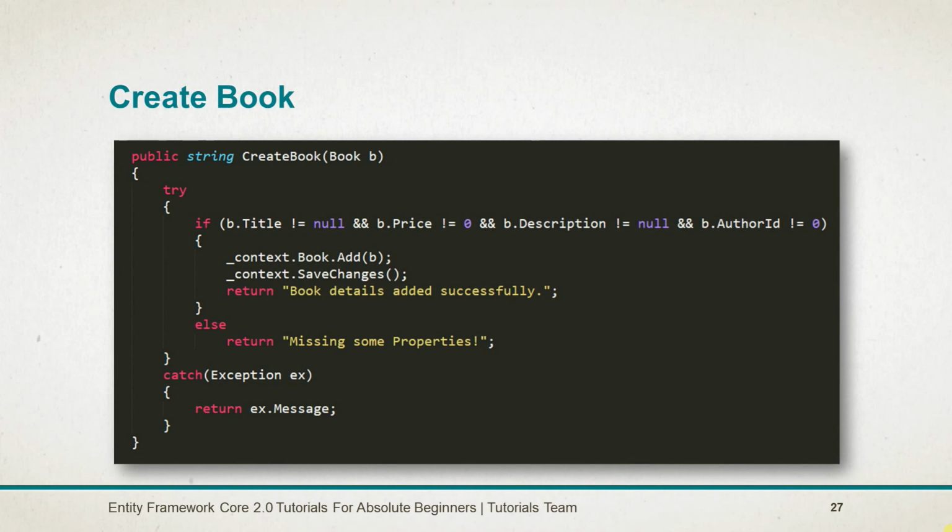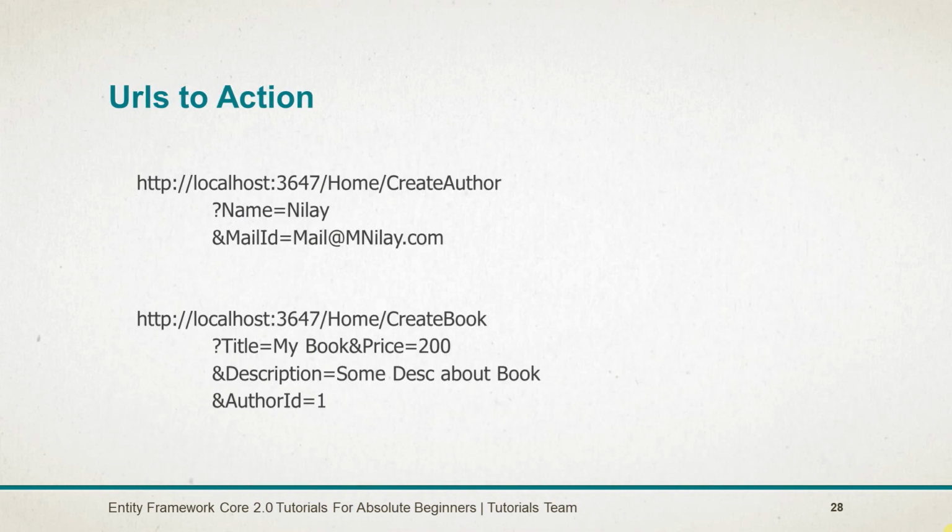Then we created the CreateBook action, which will take the Book b as a parameter, and we added this book into the DbSet instead of the context. Entity Framework is smart enough to identify the book type and add it into the appropriate DbSet, but here we specify that we need to add that data into the Book DbSet. And we call SaveChanges to perform the operation on the database. Those are the URLs for the actions that we created.